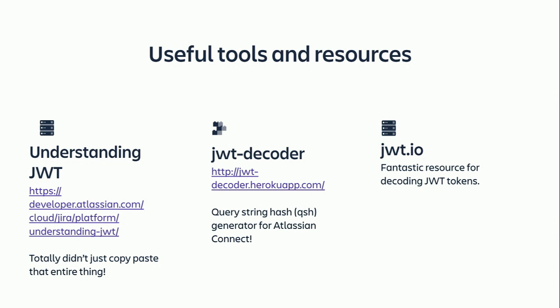There's also something called the JWT decoder. It's a little bit misleadingly named because it's actually more useful for generating query string hashes and helping you verify them. Finally, there is something called JWT.io, which is a fantastic website that lets you paste in any kind of JWT token in its base64 encoded form, and it'll format it nicely, decode it, and show you the contents.